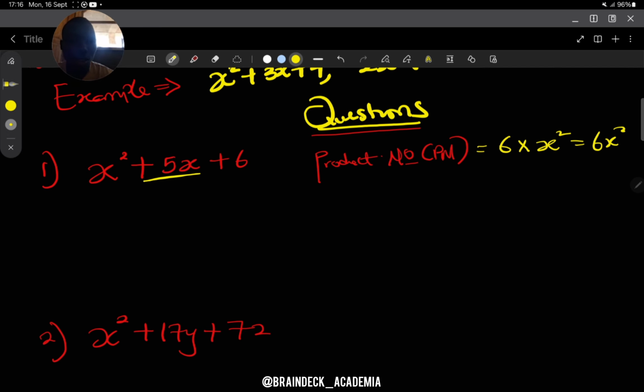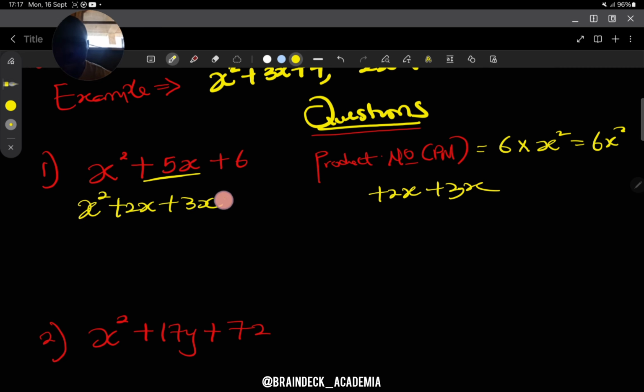Now, if you think about it very well, the two integers you're making use of are plus 2x and plus 3x. 2x plus 3x will give me plus 5x. 2x times 3x will give me 6x squared. So I will expand this middle part. That will now be x squared plus 2x plus 3x plus 6, instead of plus 5x.